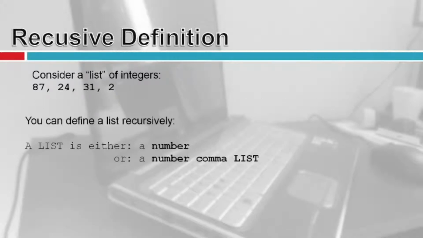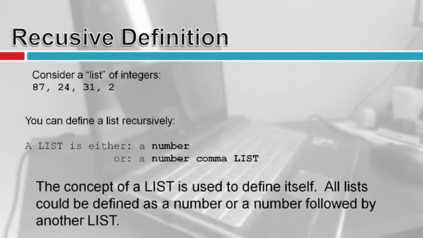Let's consider a list of integers. You could say 87, 24, 31, or 2. You can define a list as either a number or a number, comma, another list. So in this example, I'm using the concept of a list to define itself. All lists follow this kind of pattern. It's either a number by itself or a number, a comma, followed by another list.